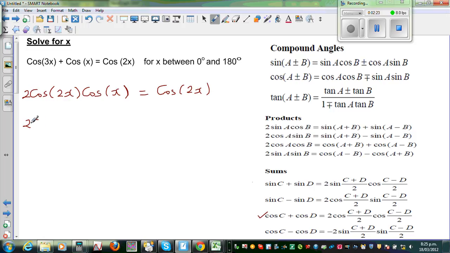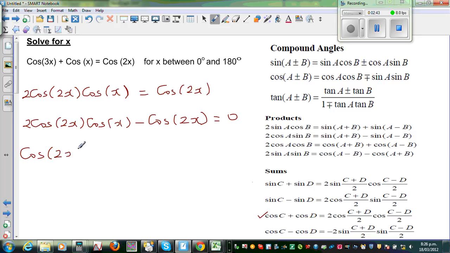So I can say this is 2 cos 2x times cos x minus cos 2x is equal to 0. So what should I do? You can factor out the cos 2x. So if you factor out cos 2x, you can write 2 cos x from this term minus 1 is equal to 0.